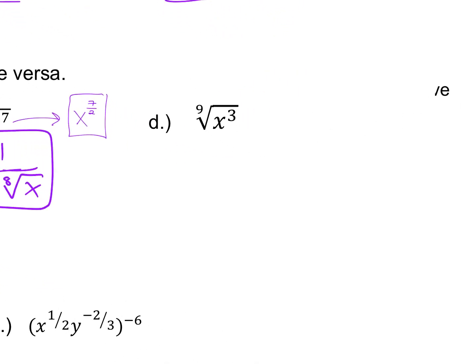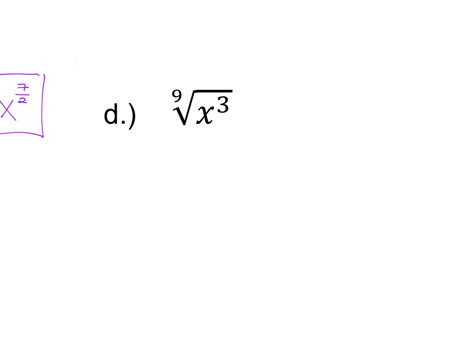Letter D here. The 9th root of x to the 3rd, if you rewrite that rationally, you take the power divided by the root. So 3 divided by 9, which would be x to the 1/3 power.